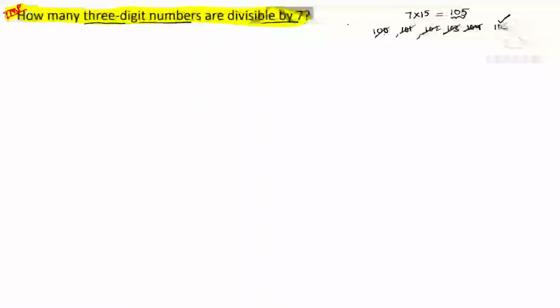So what is the starting number which is divisible by 7? 105. After 105, what is the next number? Can you guess? 112. See, 7 into 15 gives 105, so 7 into 16 is what? 7 6s are 42, 7 1s are 7 plus 4 is 11. So 112. The difference between these two numbers is 7. Yes or no? 105 plus 7. The next number also has the same difference of 7.